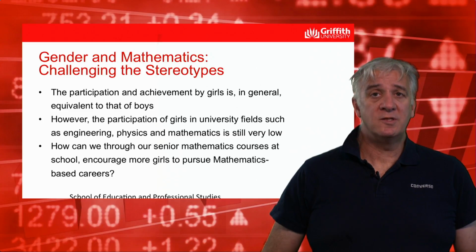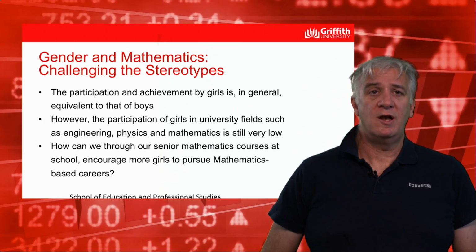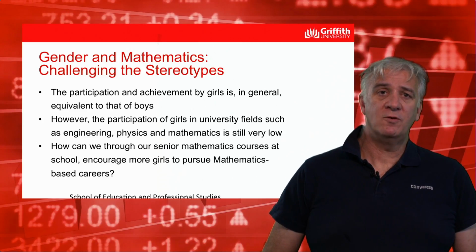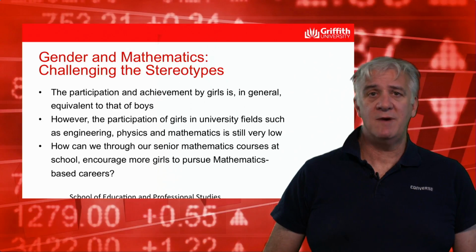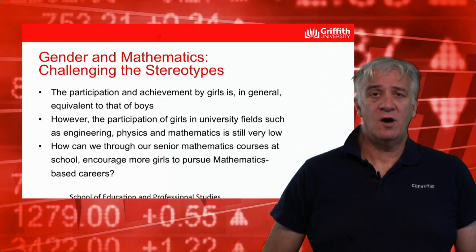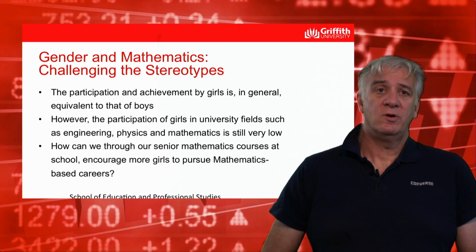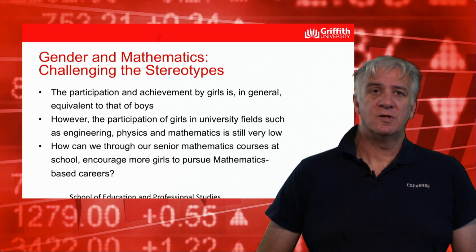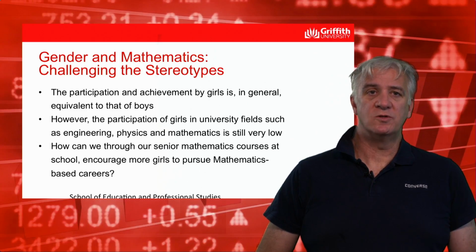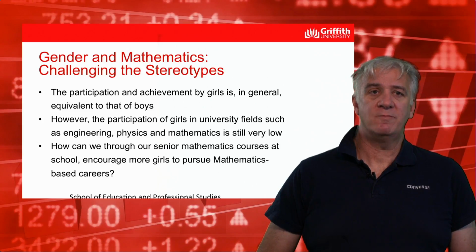However, we still notice that in university, there's very few girls, or at least relatively speaking, there's a lot less girls who study mathematical fields like engineering and physics and mathematics. And so somewhere along the line during their school mathematics, they decide they can do quite well, but they don't want to do any more once they leave school. So it's an important question to think about. How can we get through to the girls in our senior mathematics courses at school to encourage them to pursue some of those careers that involve mathematics?